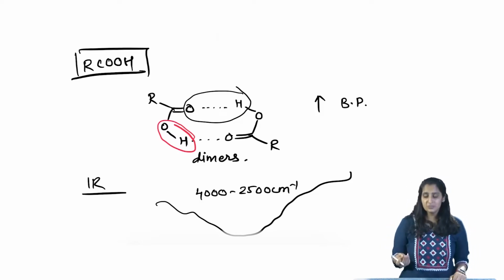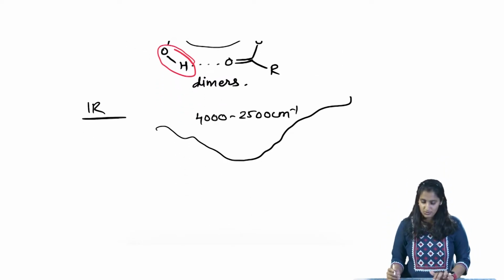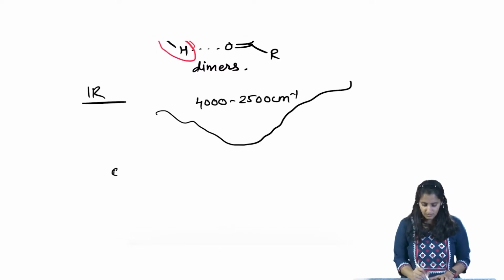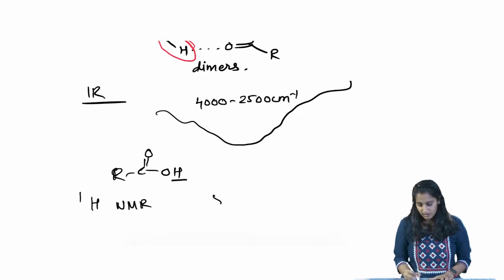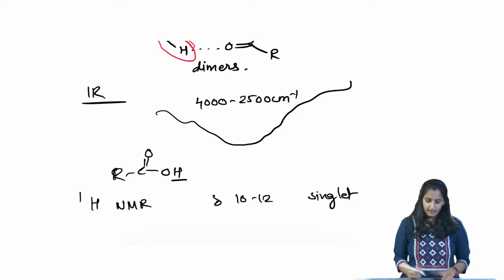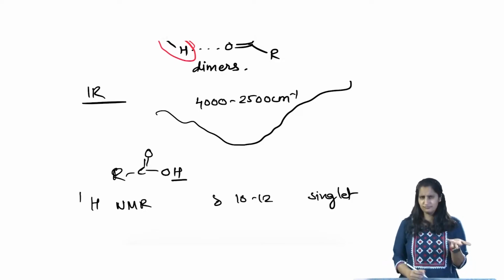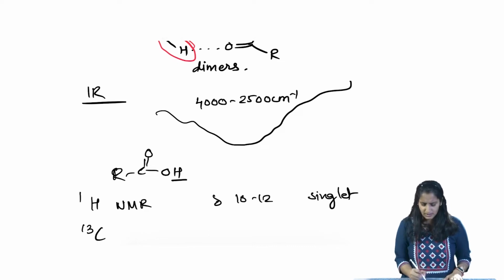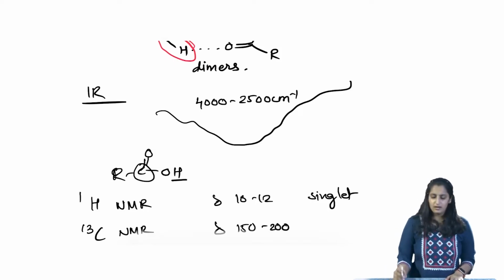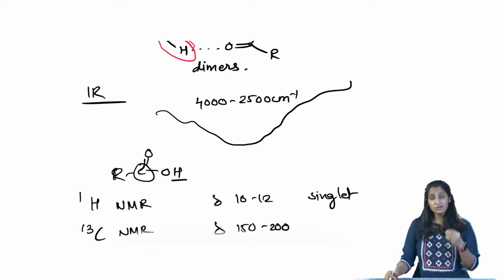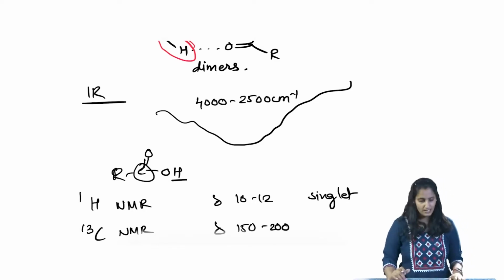When it comes to other spectra, carboxylic acids are going to show up this hydrogen, RC double bond OH. This particular proton is going to show up in the proton NMR at around delta 10 to 12, and it is always a singlet. And in the carbon 13 NMR, we haven't discussed it a lot, but in the C13 NMR, this carbonyl carbon will show up around 150 to 200 delta. So, that is about the spectroscopy, or the spectral peaks, of carboxylic acids.